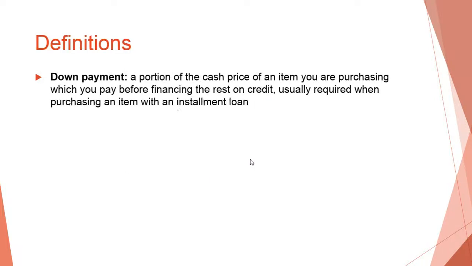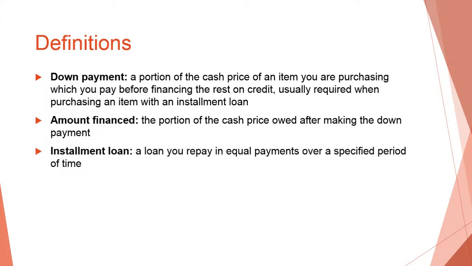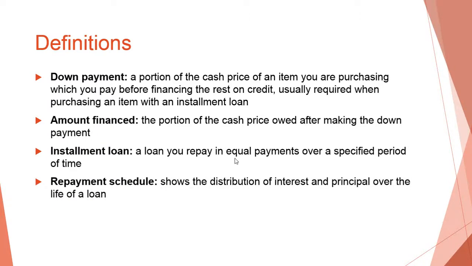Let's go over some definitions. We have down payment, which is the portion of the cash price of an item you are purchasing which you pay before financing the rest on credit, and that's usually required when purchasing an item with an installment loan. Amount financed is the portion of the cash price owed after making the down payment. Installment loan is a loan you repay in equal payments over a specified period of time. Repayment schedule shows the distribution of interest and principal over the life of a loan.